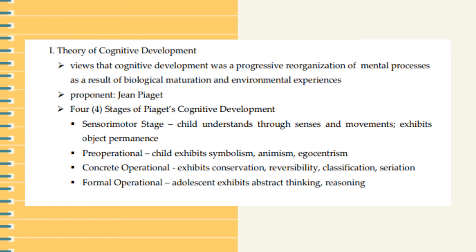Second, pre-operational. Child exhibits symbolism, animism, egocentrism. Third, concrete operational, exhibits conservation, reversibility, classification, seriation. And fourth, formal operational, adolescent exhibits abstract thinking, reasoning.